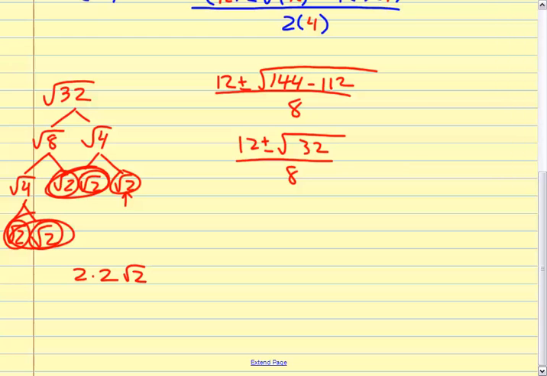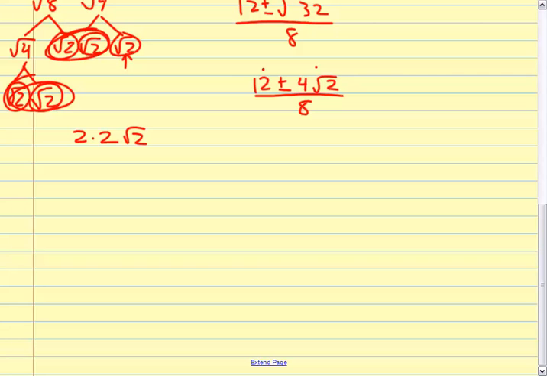So it's going to be 4 root 2. So 12 plus or minus 4 root 2, all over 8. Now you'll see on top, we have two terms, this one and this one. And 4 goes into both of them. So I need to pull out that 4, see if I can reduce this fraction. I always reduce fractions when I can.